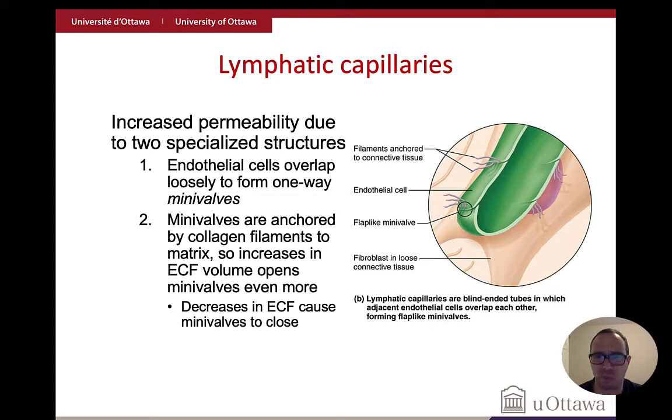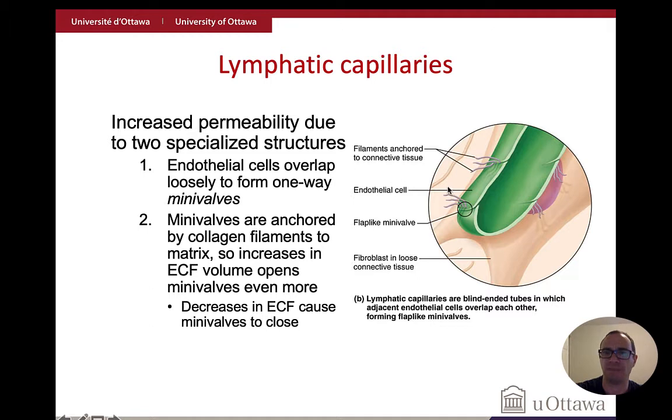So how do these guys work? Well, they have what are called mini valves. The basic idea is that, much like the capillaries, the endothelial cells are not very tightly joined together. In fact, in the case of the lymphatic capillaries, they actually overlap with one another. So they go kind of like this, not like this. And one of those is anchored to the wall, so you might have this upper one here anchored to the surrounding connective tissue.